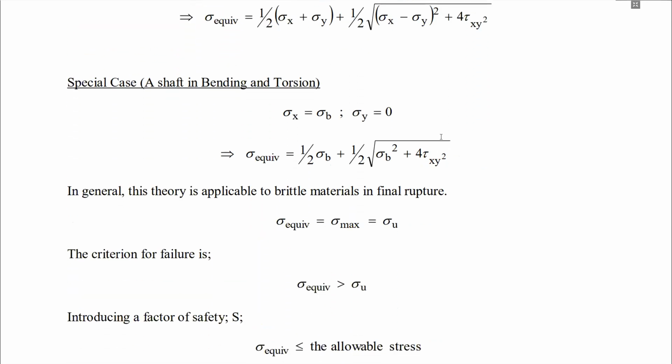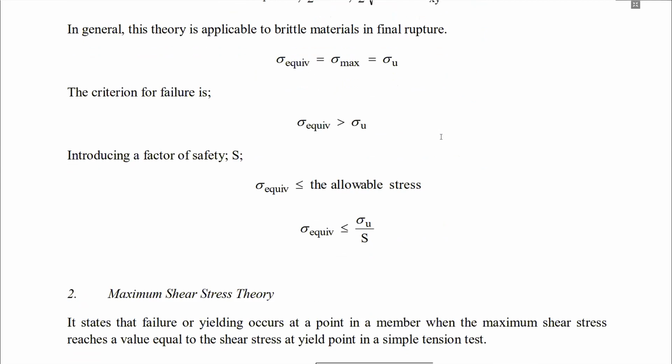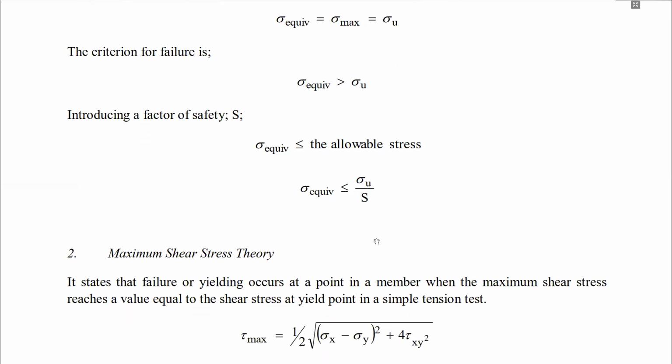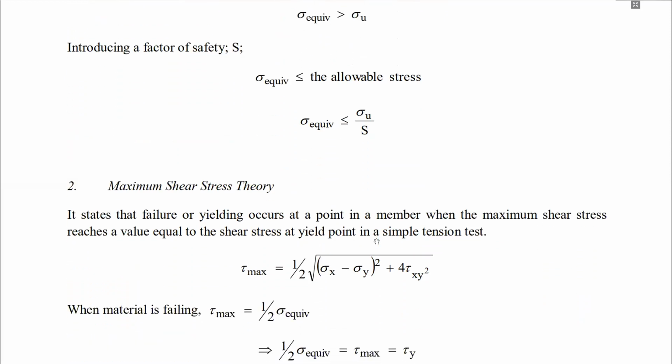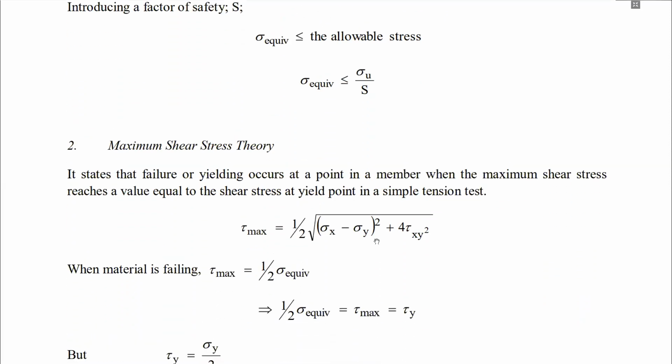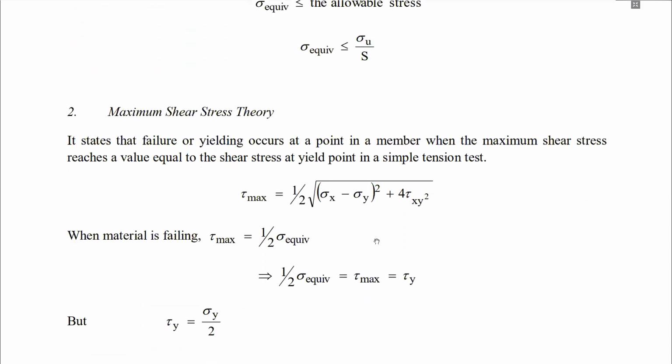And the yield point stress is the ultimate stress in the material. We know that equivalent stress is less than or equal to yield point stress divided by what? Factor of safety. So if we know the equivalent stress, which we can calculate based on the information given, and then we also know the yield point stress, then the factor of safety is equal to sigma u, the yield point stress, the ultimate stress in the material, divided by the equivalent stress. Are we okay? So we can calculate the factor of safety based on that.